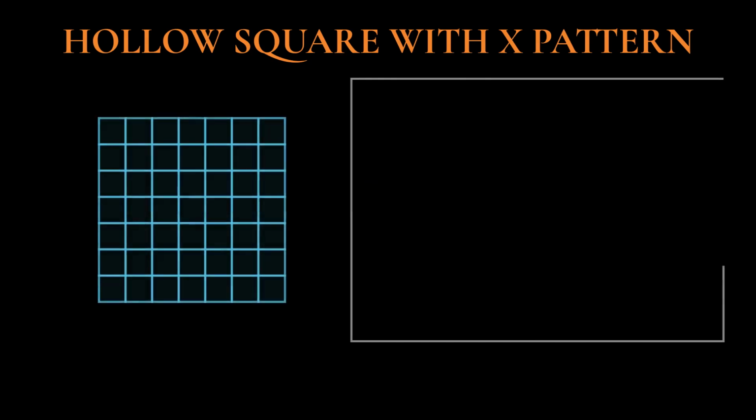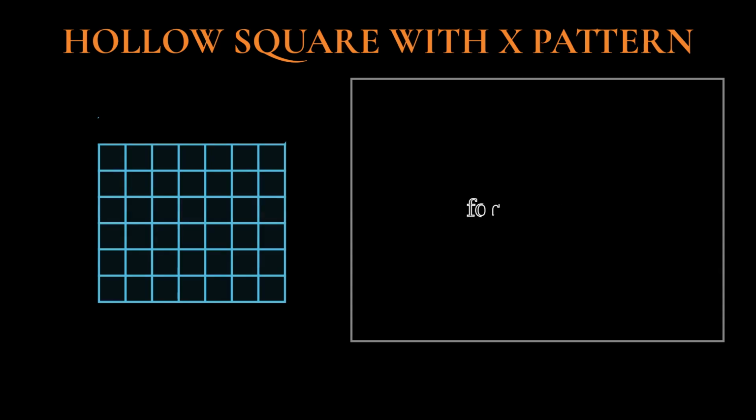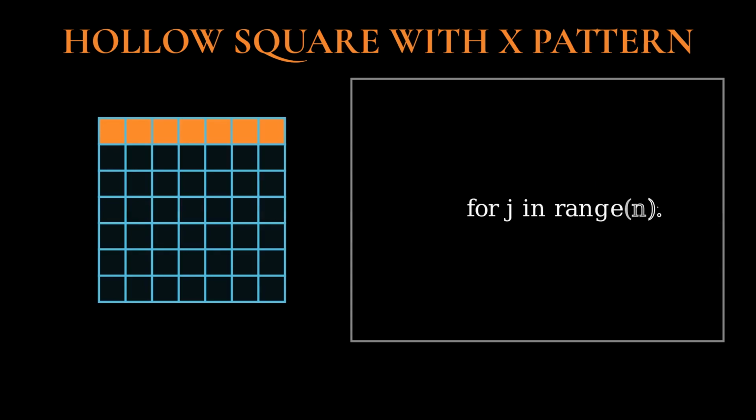Let's take this grid space as our environment. We want to print a pattern with n rows and n columns. To do this, we'll use a nested loop structure. The outer loop, using the variable i, will iterate through the rows from 0 to n-1, and inside it, we'll use another loop with a variable j to go through each column, also from 0 to n-1.